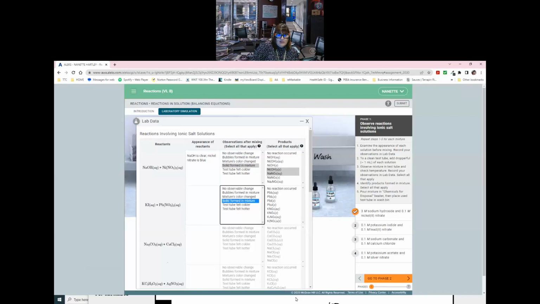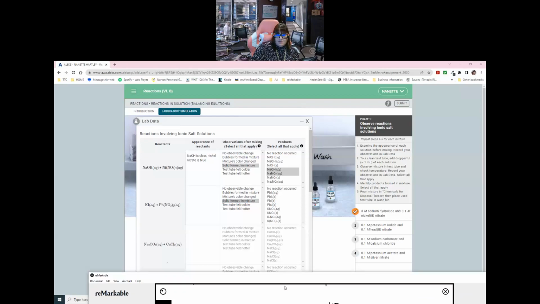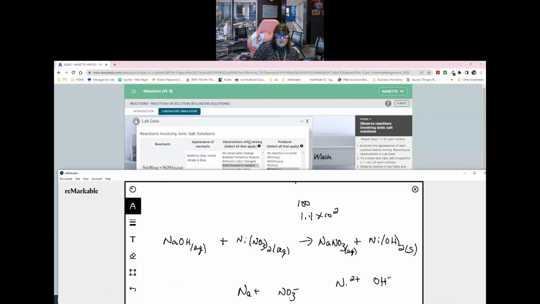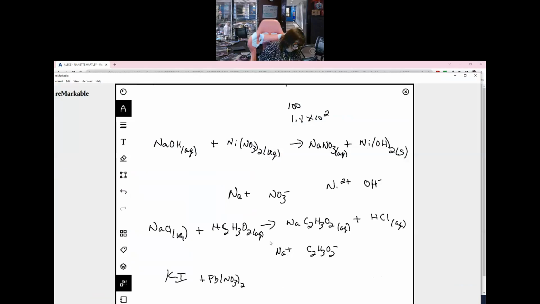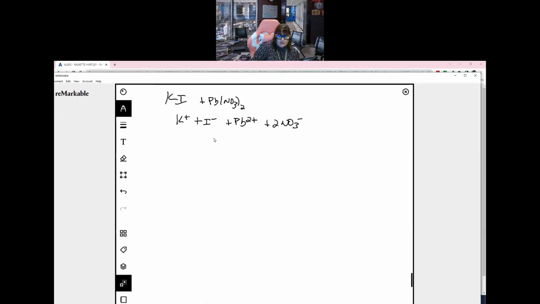Okay, again, looking at my KI, write this down, KI plus Pb(NO3)2. Now, remember, potassium is a +1, I is a -1. It's a Pb2 plus and 2NO3 minus. That's my breaking down of those ions that are present there. Okay, so that's what we're looking at for this.